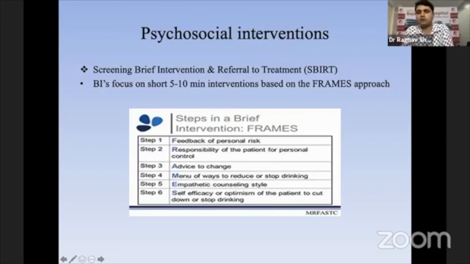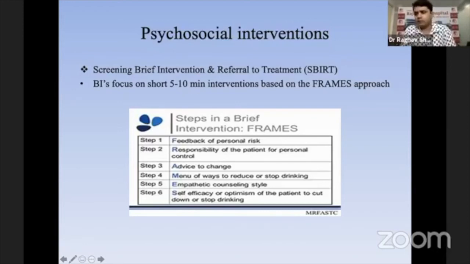Sometimes we say, चलो देख लो आप जितना कम कर सको, rather than this, a clear advice to change. No, you have to stop gambling. Or for the internet, you have to do a balanced use. You should not go to pornographic sites. Clear warnings or instructions can be given. And then a menu of ways to reduce or stop these behaviors can be given.